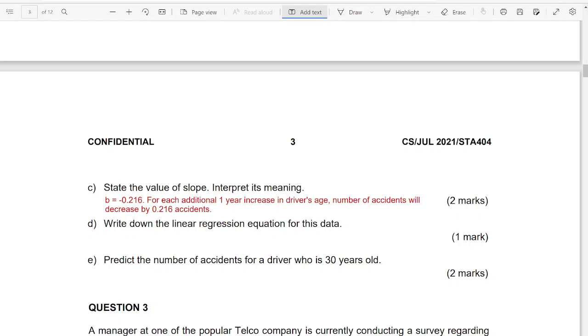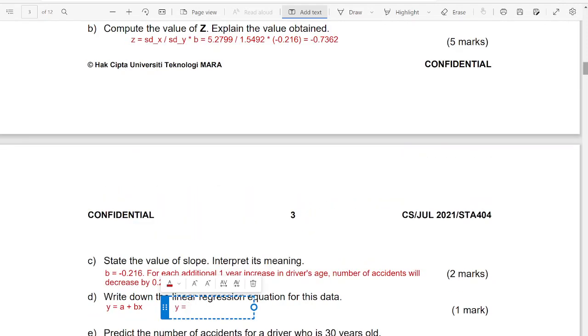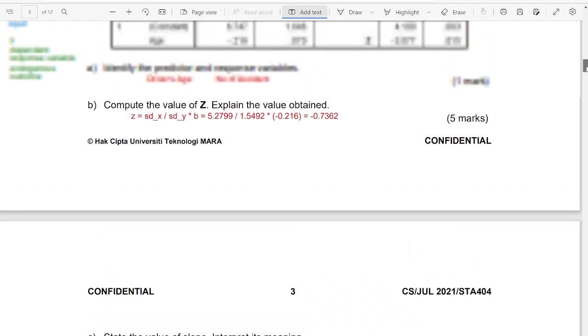Okay, and then the next one asks you to write down the regression equation for the data. In general, the regression equation is given by y equals a plus bx. Okay, this is in general. So for this situation, you can write the equation. In this case, y is equal to, what is the value of a? The value of a will be the constant value.